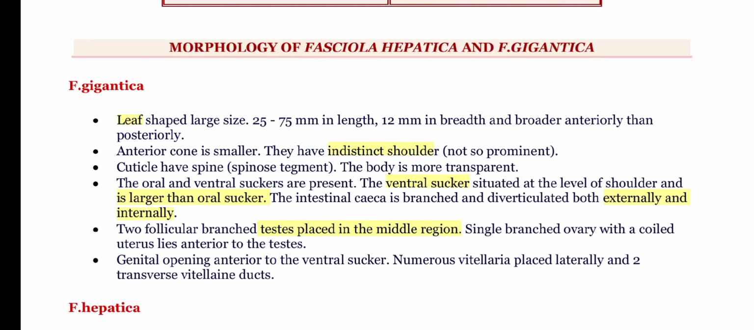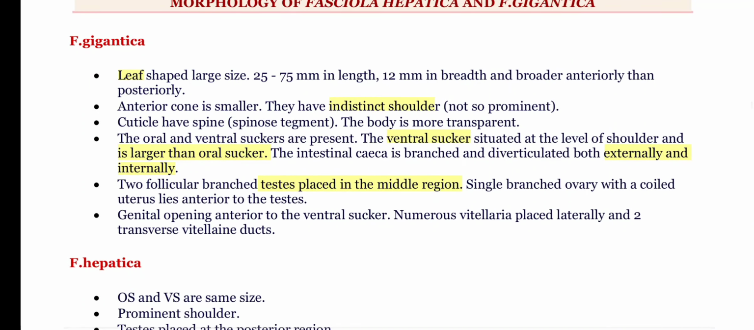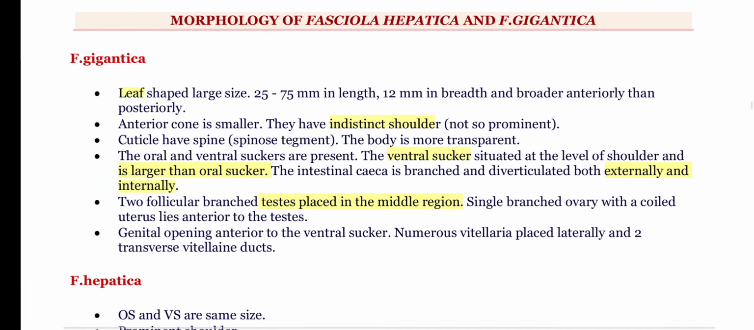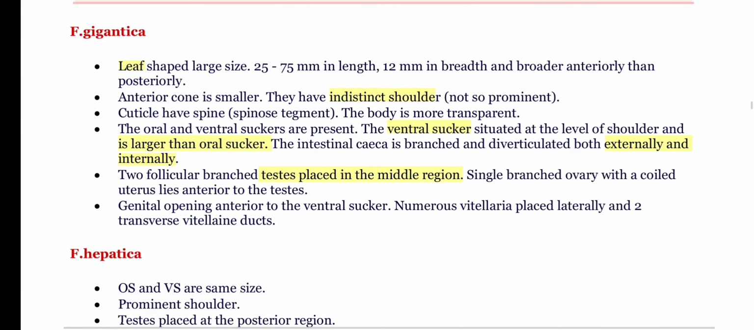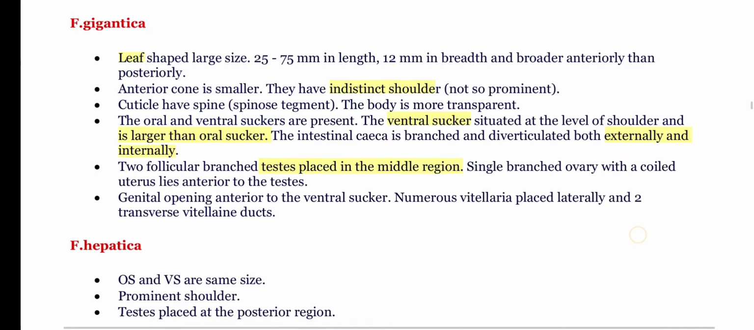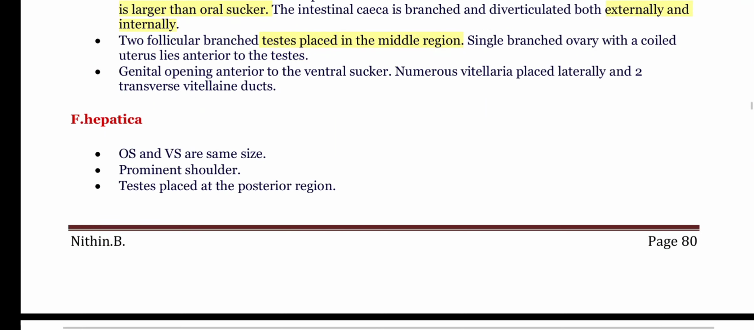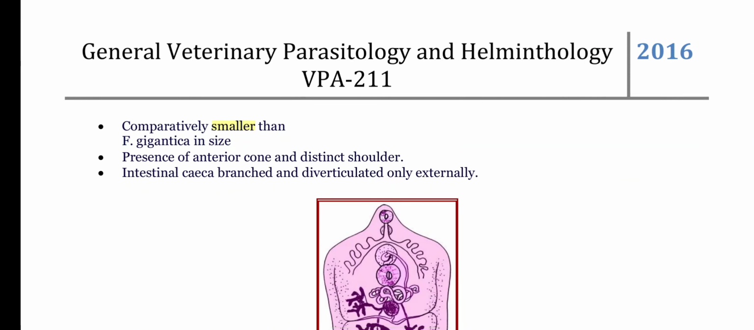Now, look at the differentiation between Fasciola hepatica and Fasciola gigantica. As the name itself suggests, gigantica is larger in size compared to hepatica, which has a leaf-shaped body and an indistinct shoulder. In Fasciola gigantica, the ventral sucker is larger than the oral sucker, and the intestinal ceca is branched and diverticulated both externally and internally. But in case of Fasciola hepatica, it is diverticulated only externally.